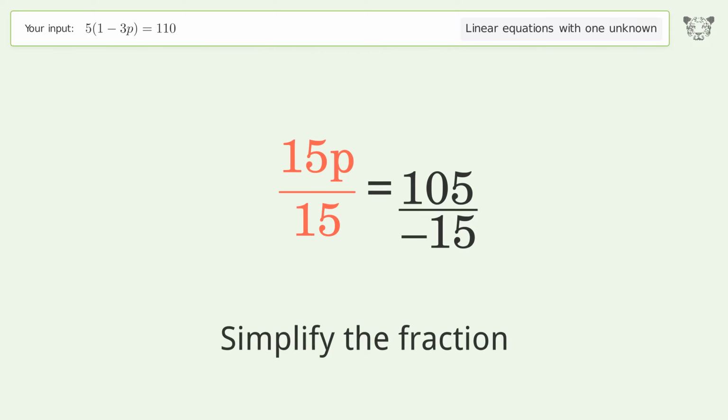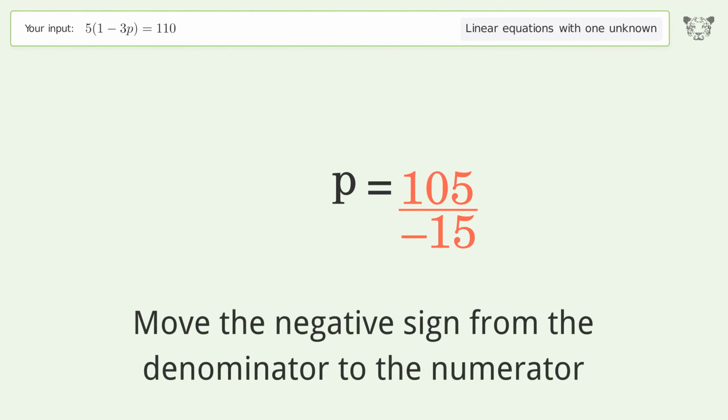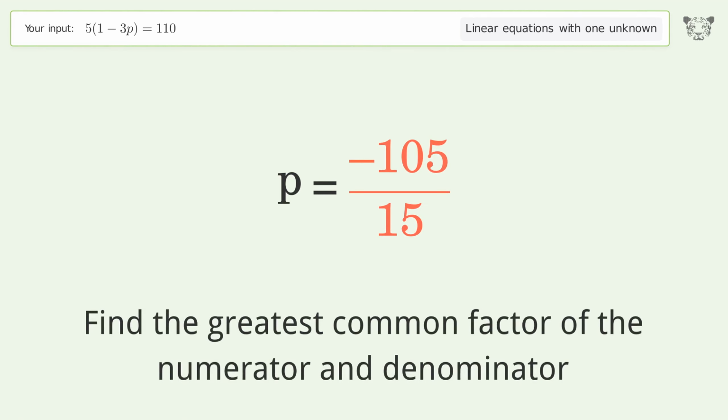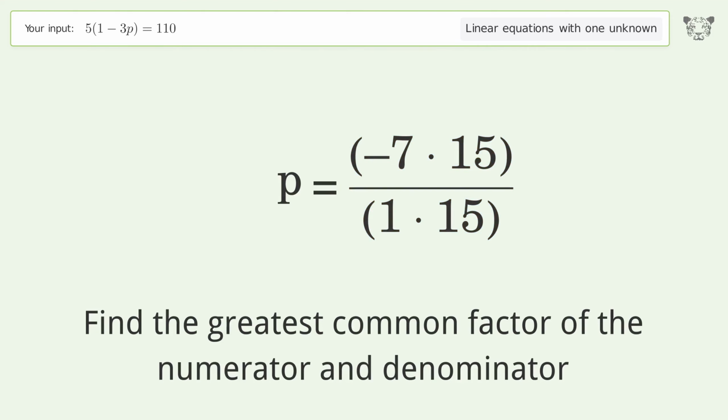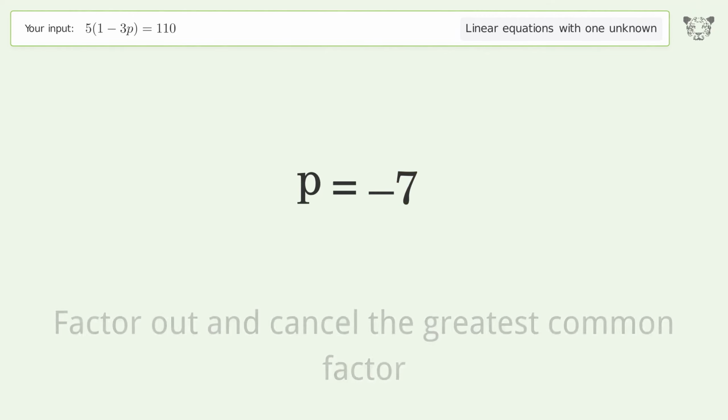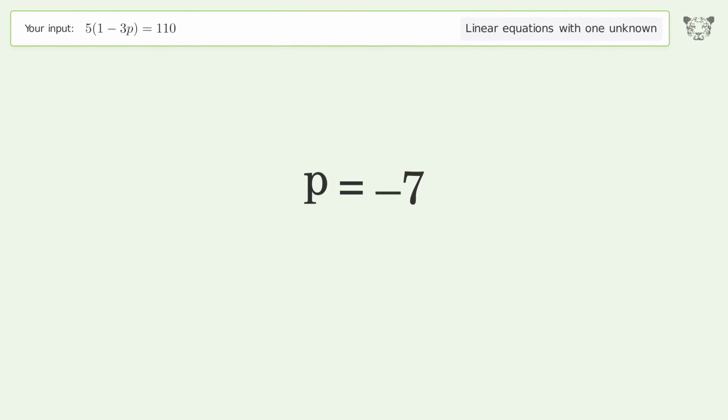Simplify the fraction. Move the negative sign from the denominator to the numerator. Find the greatest common factor of the numerator and denominator. Factor out and cancel the greatest common factor. And so the final result is p equals -7.